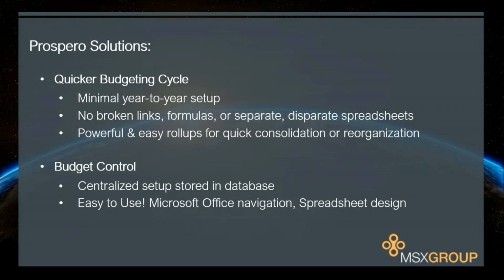Prospero helps you get away from all those broken links and all those different Excel spreadsheets, and it gives you a really easy process for rolling all those balances together and having that consolidation available as soon as your budget manager clicks the save button on their input screen. You don't have to do any consolidation. That save button does everything for you.